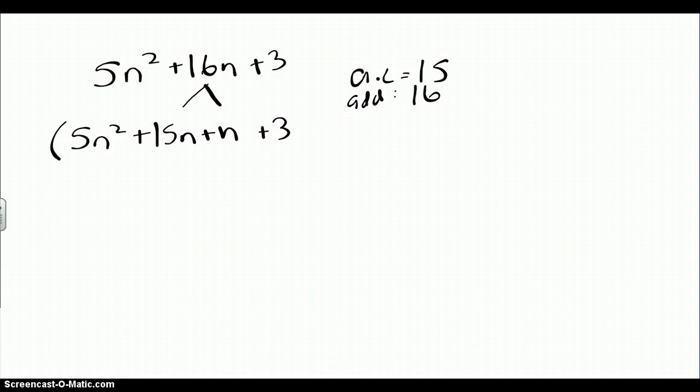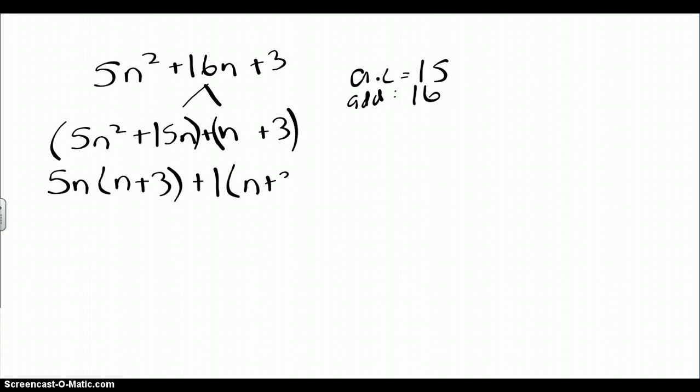And now I can group the first two terms together, group the last two terms together. Take out my GCF of 5n, and I'm left with n plus 3. There is no GCF between n and 3 besides just 1. So if I take out 1, I'm left with n plus 3. And we know we're doing it correctly because they have the same thing in parentheses. So now I can write 5n plus 1 times n plus 3. And now we're factored. So now I'm going to use that in my problem.